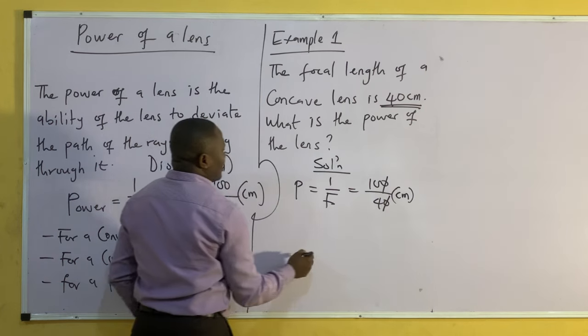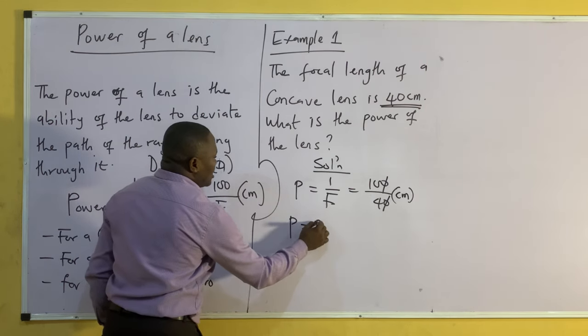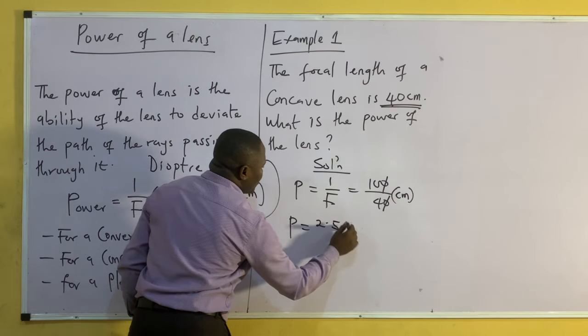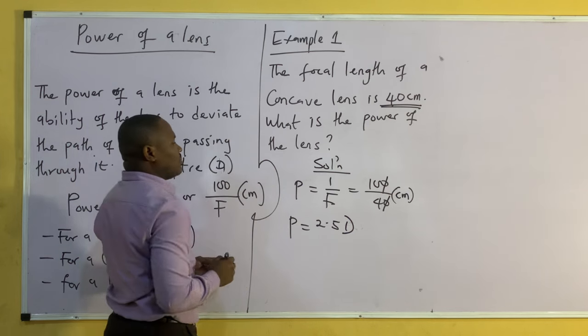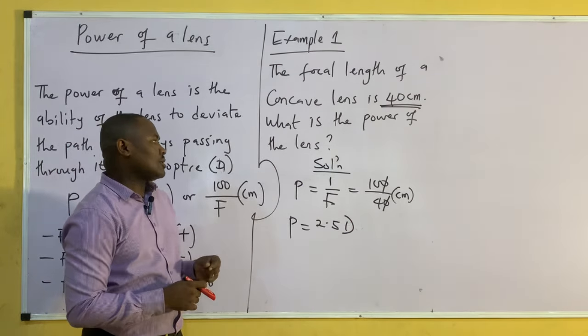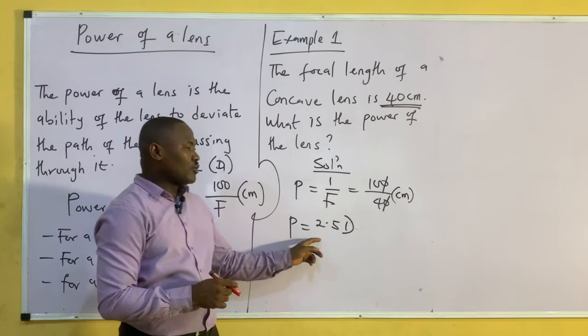Now, what do we have? We have power of a lens is equal to 2.5 diopter. The power of a lens is 2.5 diopter. Take note of this: the power of the lens is 2.5 diopter.